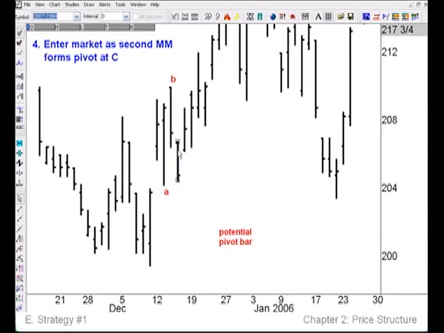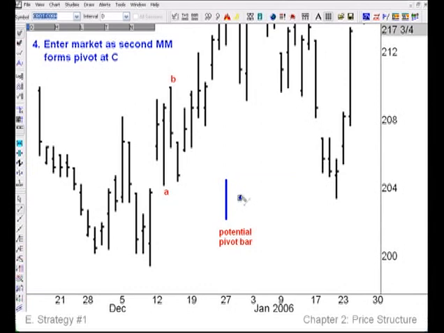Let's take a closer look at this potential pivot bar. If the next bar opens between the high and the low of the potential pivot bar, then what we do is put a buy stop one tick above the high, right around here.